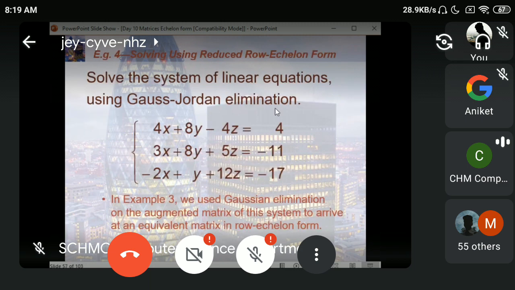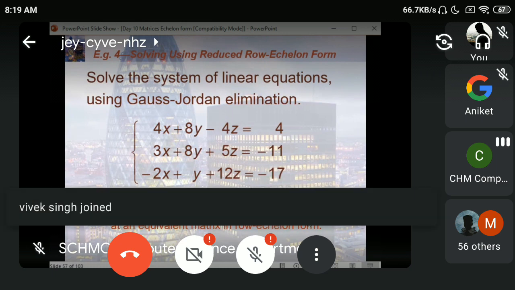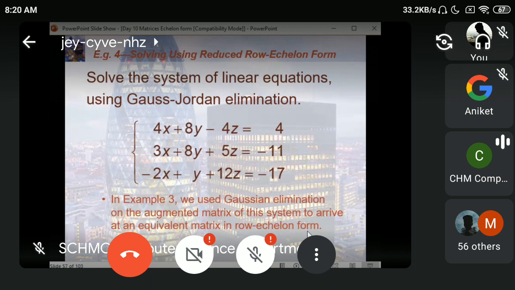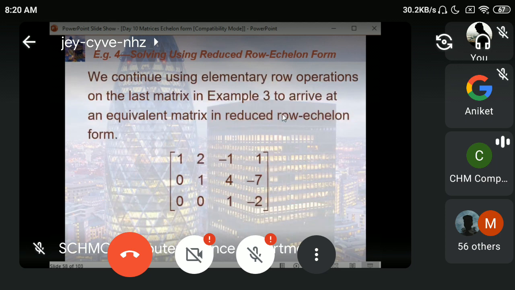So we wanted to solve the system of linear equations using the Gauss-Jordan method. In example 3, we used Gauss elimination on the augmented matrix of this system to arrive at an equivalent matrix in row echelon form. Please note, this is the same set of equations which we used in example 3. And using Gauss elimination, we first got it in row echelon form. After row echelon form, we used back substitution. So now, whatever intermediate result I got in row echelon form, it was in this fashion.